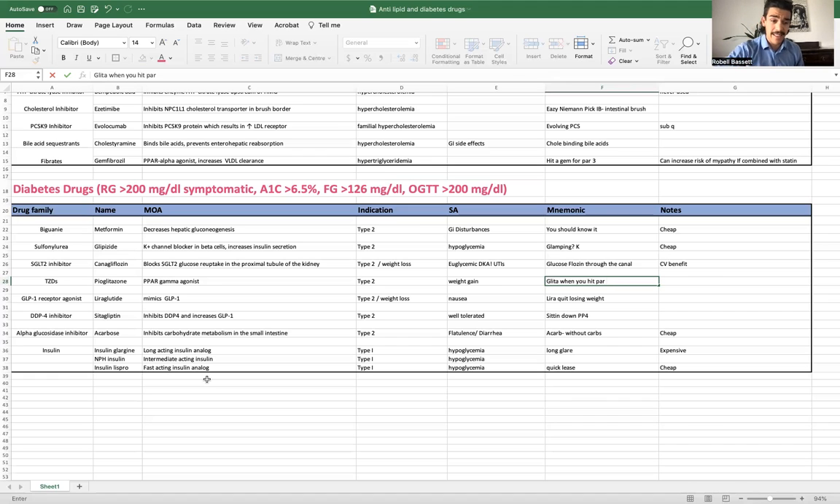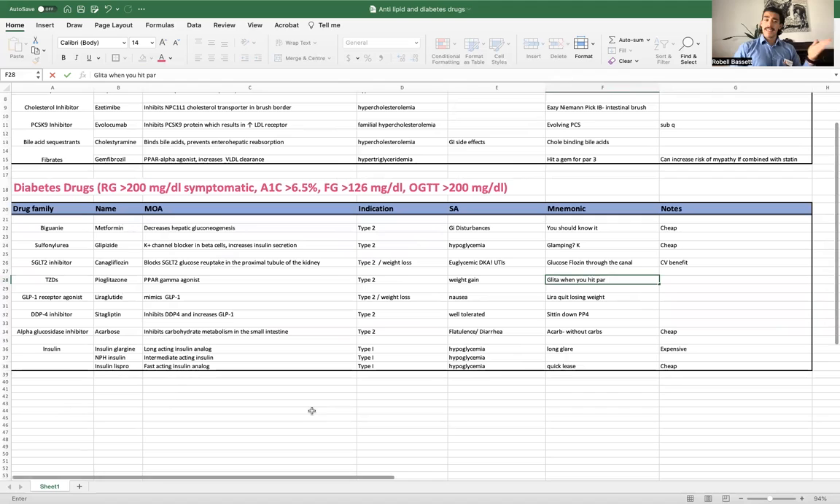The short-acting insulin is the insulin lispro. You know, the lispro. They want the quick lease, the quick money. Insulin lispro is the fast-acting insulin, and then the intermediate is the NPH insulin. All of these can lead to hypoglycemia because insulin is just wide open, shoving glucose into the cell. If you're shoving glucose into the cell, you could be at risk for less glucose in the serum.